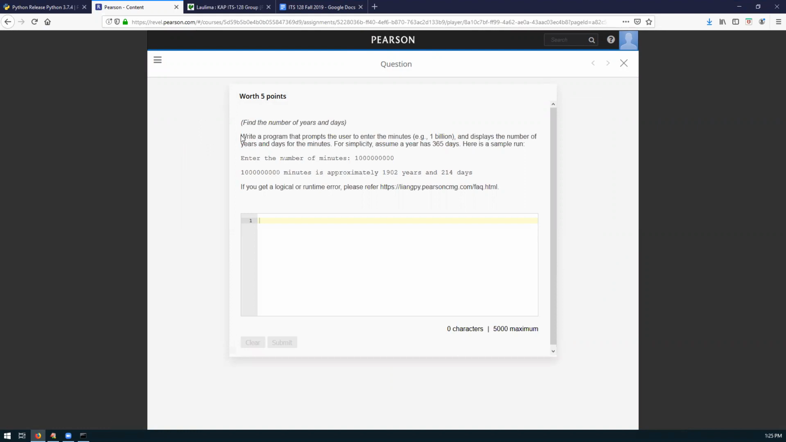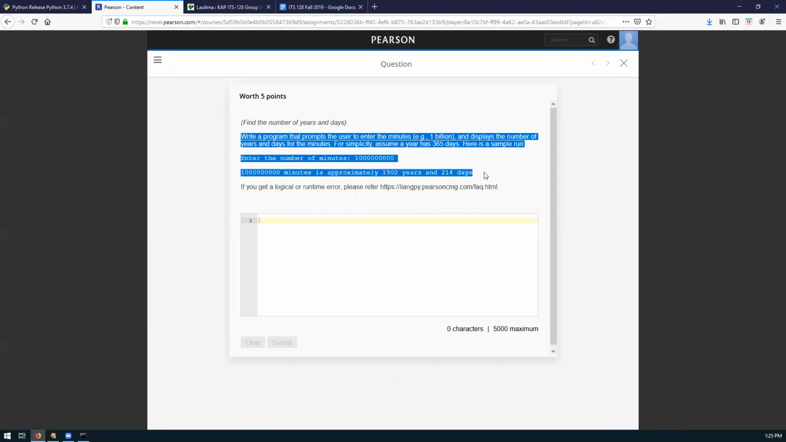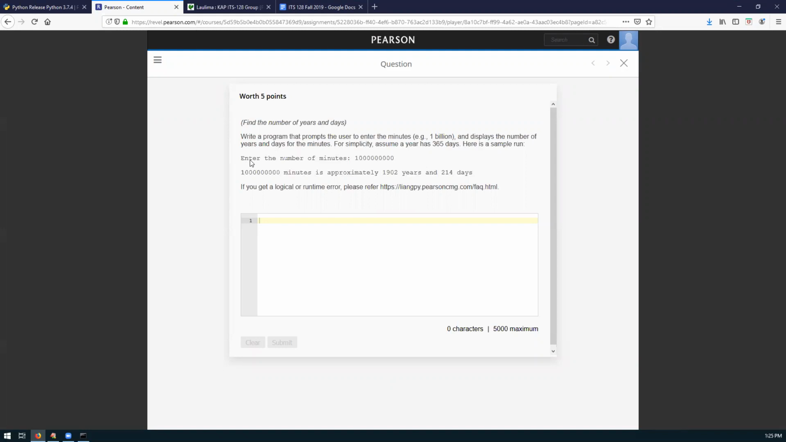Okay, in this program, we're supposed to write a program that prompts the user to enter the number of minutes and then displays the number of years and days for the minutes. For simplicity, assume a year has 365 days. And this is what a sample run is going to look like. Enter the number of minutes, and it says it's approximately 1,902 years and 214 days.